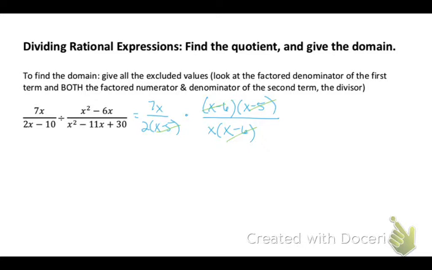Now I'm dividing out common terms. So I divided out my x minus 6, and I can divide out my x minus 5. I can also divide out my single x's, and I'm left with 7 halves. Now for my domain restriction, I'm going to look back and restrict anything that's in both of my denominators and also the numerator of my second expression. So I need to restrict positive 5, 0, and positive 6, and that takes care of both of my denominators and the numerator of my second.